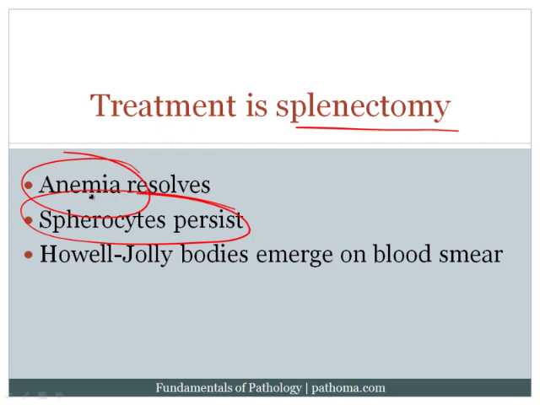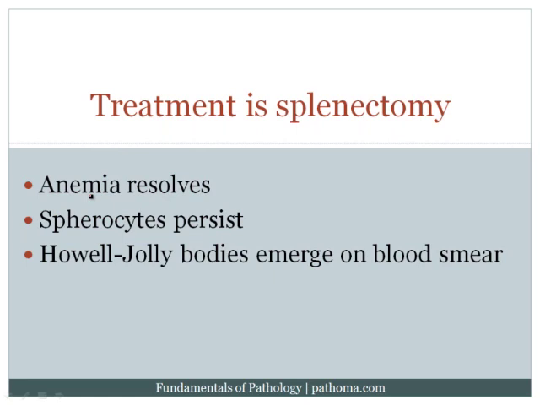And then finally, the other finding is that we'll begin to see Howell-Jolly bodies on the blood smear. This requires a little bit of explanation. Remember that when a red blood cell is born, the red blood cell's nucleus is removed, and the vast majority of time, the nucleus is completely removed. However, on occasion, there can be a red blood cell in which there is a fragment of nuclear material that did not get removed.